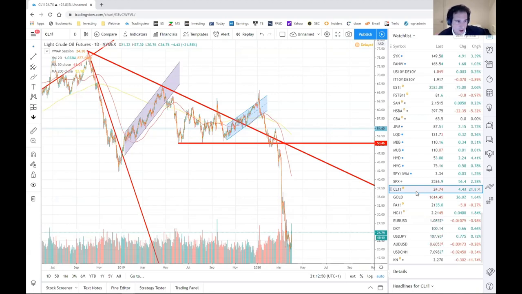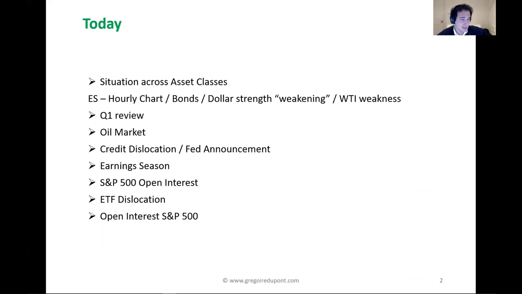We discussed copper, we discussed gold before. So here, this is the commodities. I don't want to be missing anything, but I think we should be jumping now into the slides. So today, after the situation across asset classes, we're going to try quickly to talk about the Q1 review. So that's back trading, where we're going to be making a lot of money. We're going to be looking at the oil market, credit dislocation, earnings season, S&P open interest, ETF dislocation, and open interest that I'm putting twice.